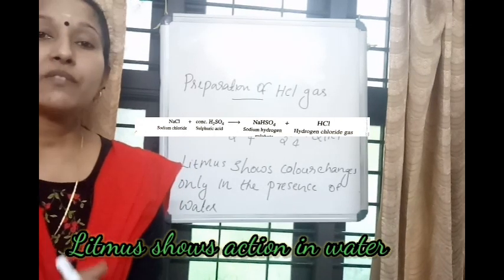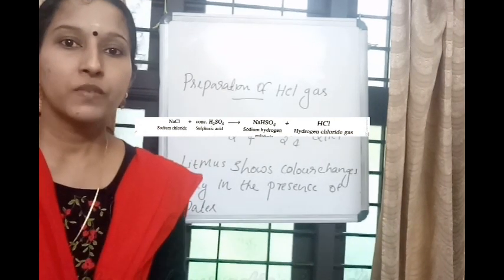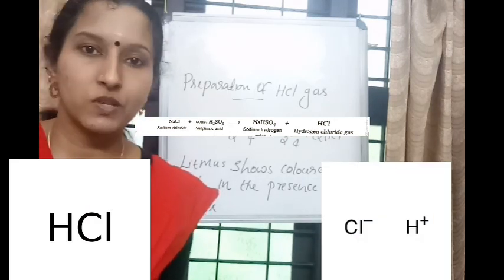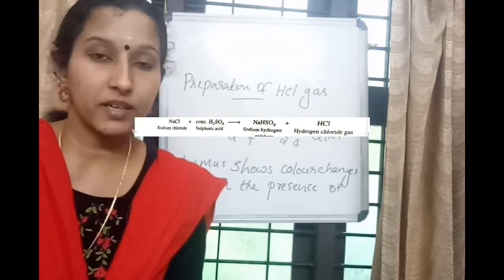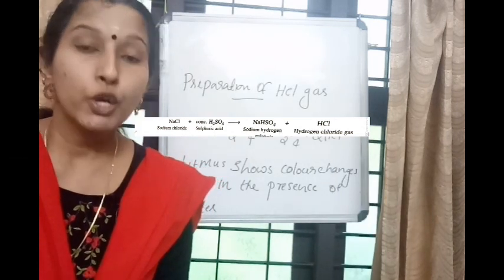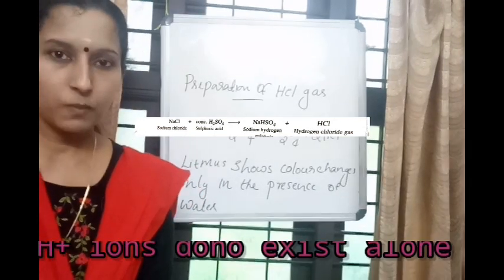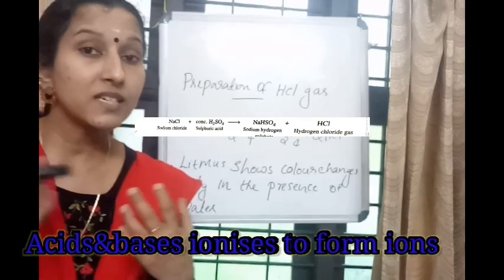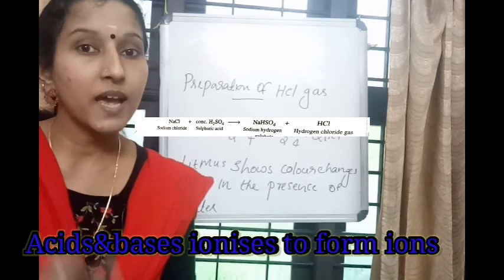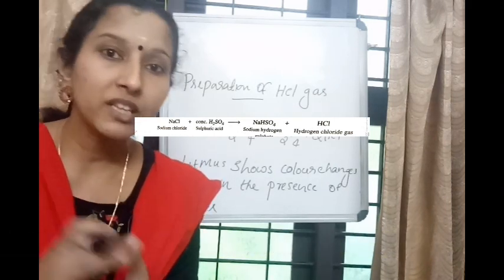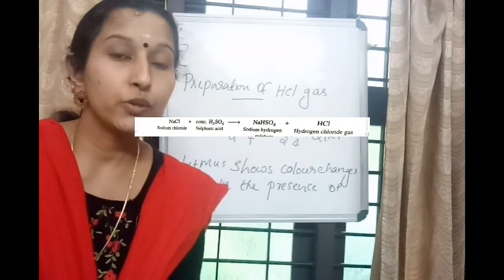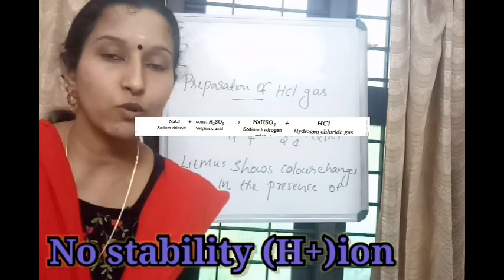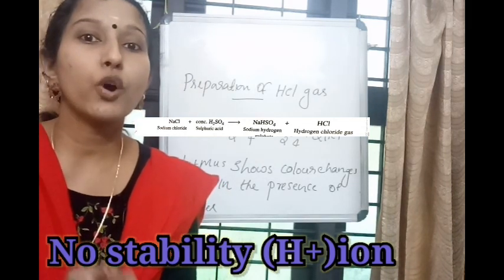Okay, so this activity suggests that HCl dissociates to form H plus and Cl minus ions. And another very important point is that H plus ions do not exist alone. Acids and bases dissociate to form their corresponding ions. If an acid dissociates, that acid forms H plus and its remaining part. After the formation, H plus ions do not have stability.